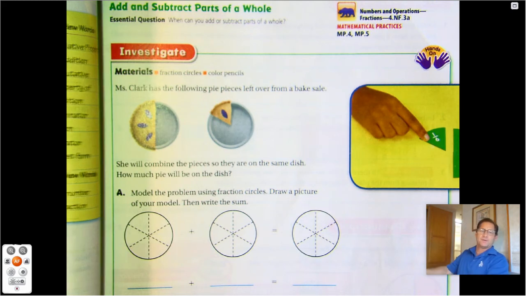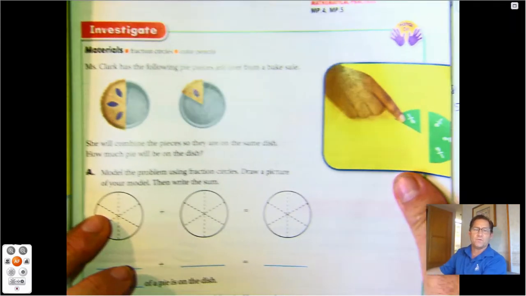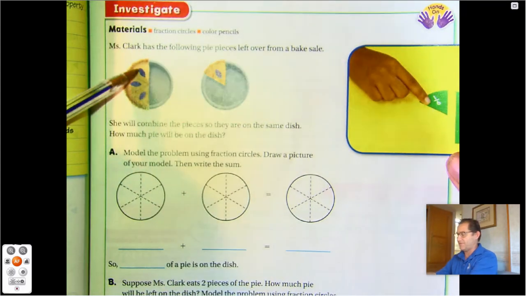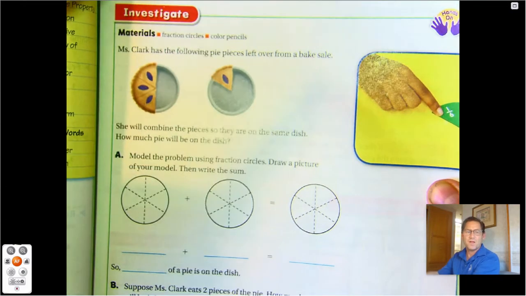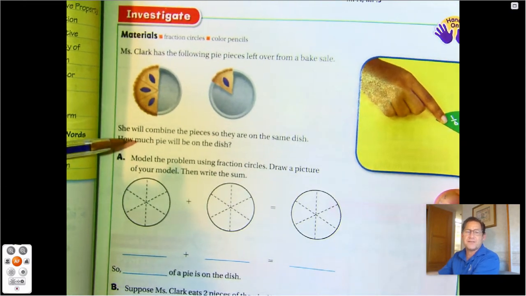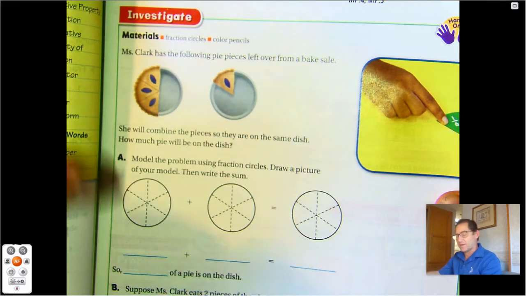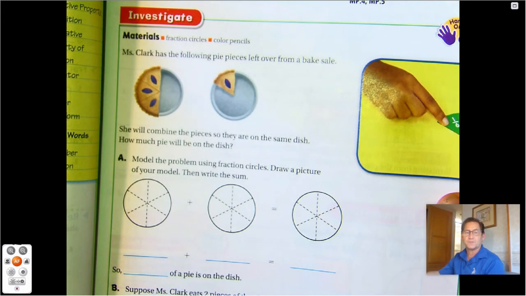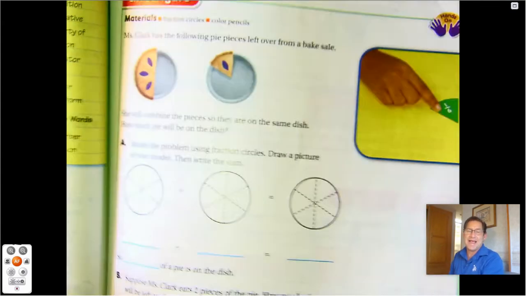So Miss Clark has the following pie pieces left over from a bake sale. She has 3 pieces left in this pan, and she has 1 piece left in this pan. So she will combine the pieces so that they are in the same dish. How much pie will be on the dish? So we can model the problem using fraction circles. Draw a picture of your model, then write the sum. Sum, remember, means to add.